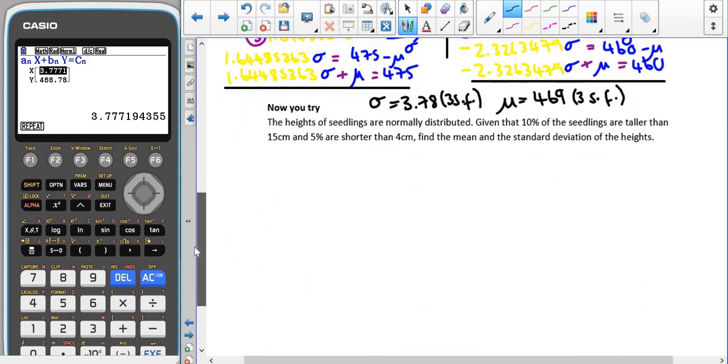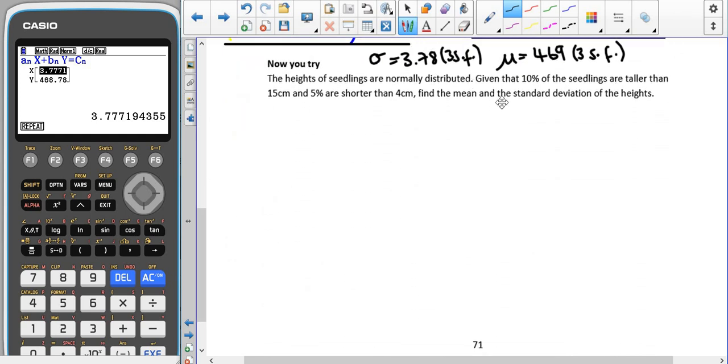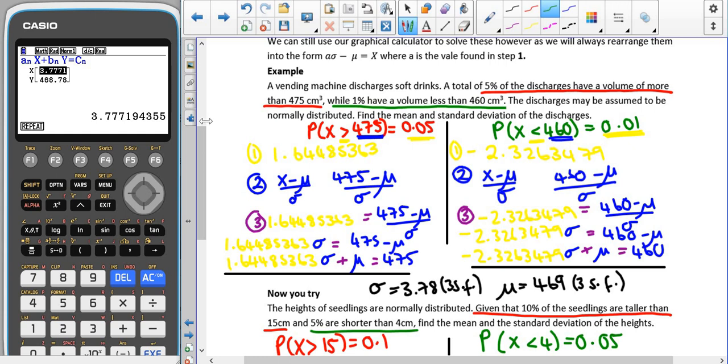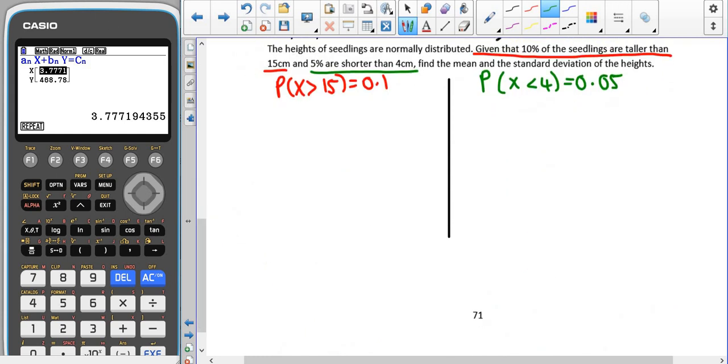So I'd now like you to pause the video and give the now you try question a go in the same way. Remember, when you are rearranging, you always times by the sigma and add on the mu. Just so that you can double check that you're working with the correct equations. From given that 10% of the seedlings are taller than 15, we should end up with this part here. Probability of x being more than 15 is 0.1. And from the 5% are shorter than 4 centimetres, we should have p of x being less than 4 is 0.05. That's just to make sure that you are using the right equations to do your 3 steps with.